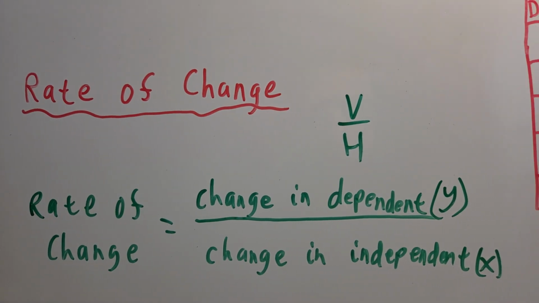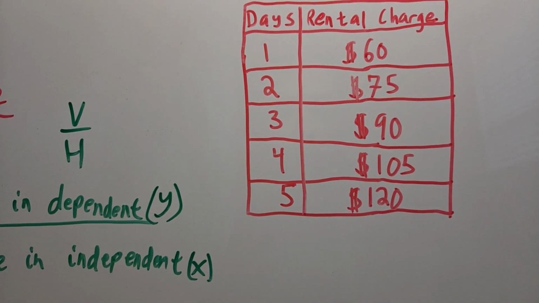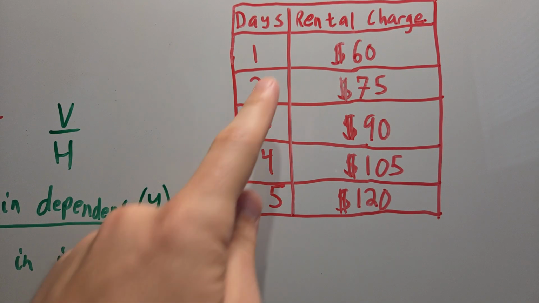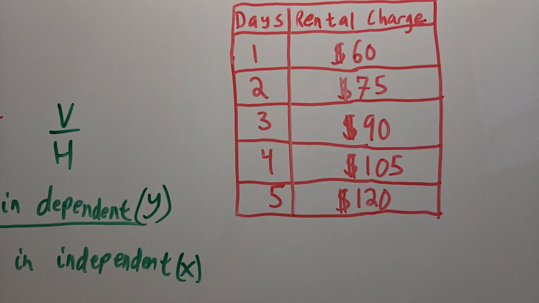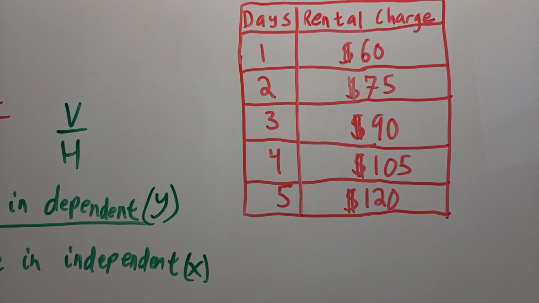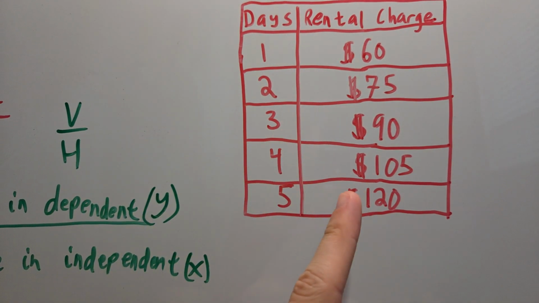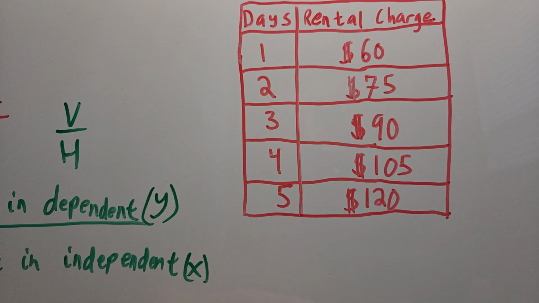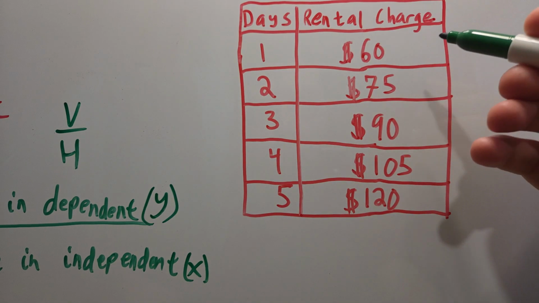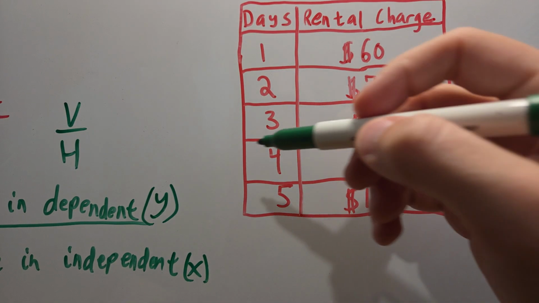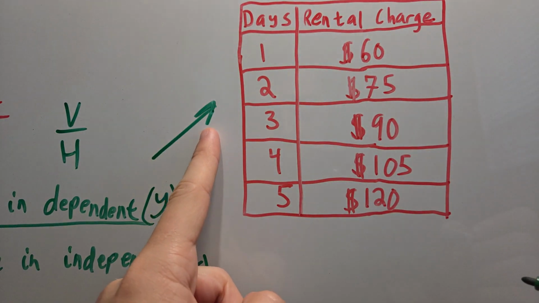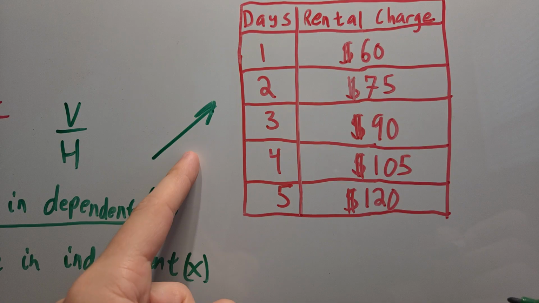Let's take a look at our table. As the days go up, the rental charge is going up. For a rate of change, sometimes both values may go up. As one goes up, another one may go down. That can happen. It doesn't happen the most, but it can happen. If both values are going up, we have a line that goes up like this. And this is just a rough sketch of an example.